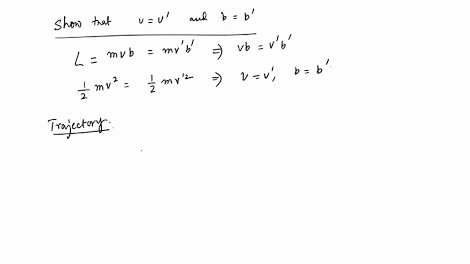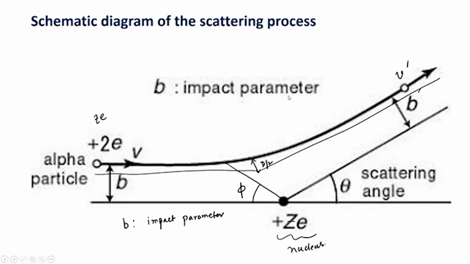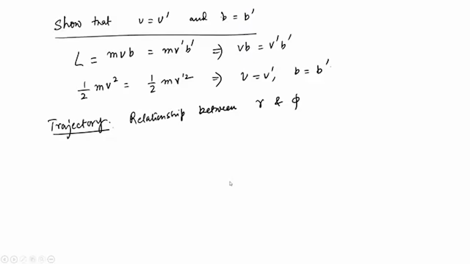The force balance equation can be written. What the trajectory means is the relationship between some r and phi, where r is some distance, a distance like this. Or you can say that it is b and phi, that is also equally possible to get you the trajectory that you are looking for.